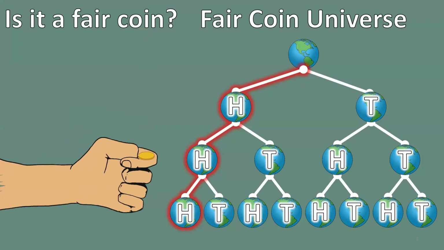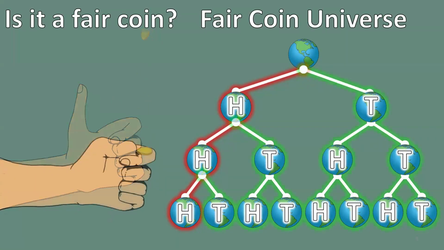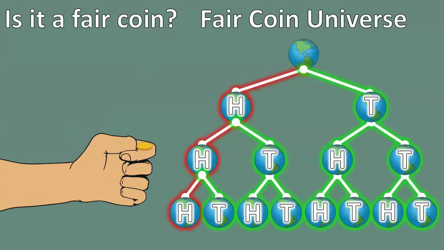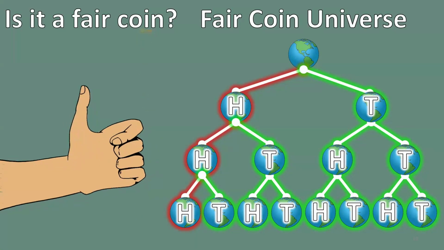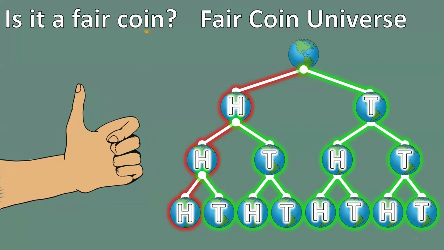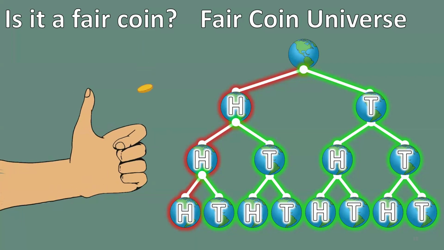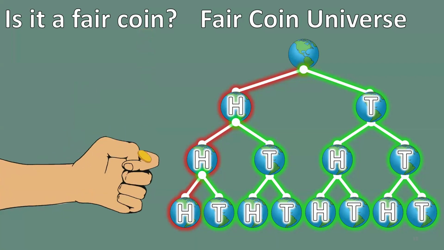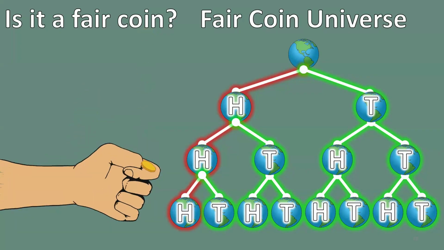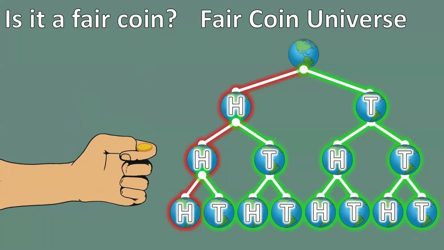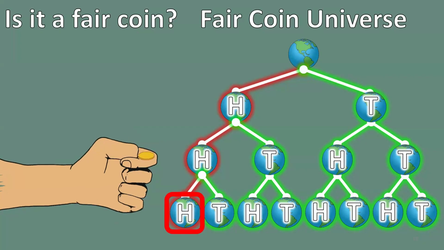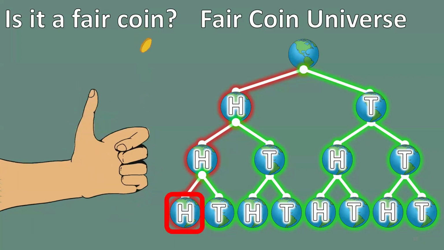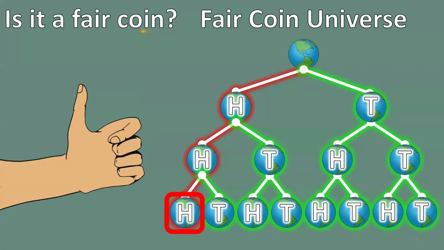Now, there are other worlds out there that are not like my world. Those are the green worlds. There's a world where tails came up 3 times. There's a world where it went tails, heads, tails. There's all these different worlds that led to all these different outcomes. And what your mind is saying is, what are the odds that I would end up here on the world where I lost 3 times in a row compared to ending up here?